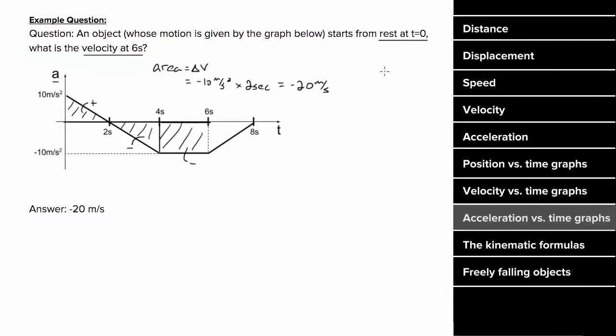Now, since the object started from rest at t equals 0 and it changed its velocity by -20, the final velocity at 6 seconds is going to equal -20 meters per second.